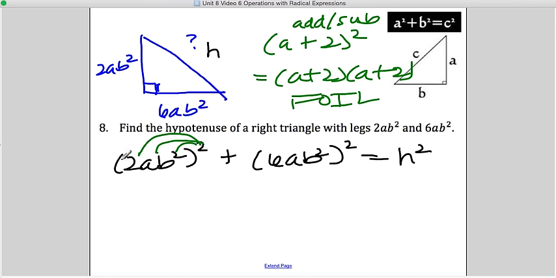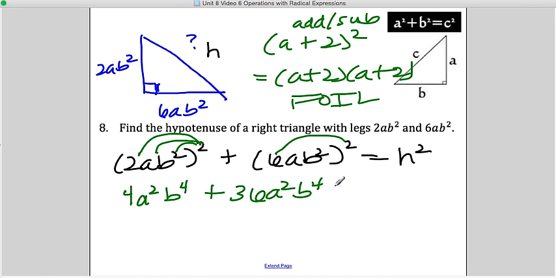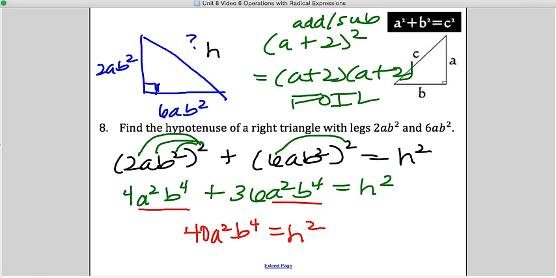So that would mean 2 squared is 4, a squared, and then remember you multiply, so it's 2 times 2, which is 4, plus 36 a squared b to the 4th is equal to h squared. So I would look, can I combine these? A squared b to the 4th, a squared b to the 4th. They're exactly the same, so I can combine them. 4 plus 36 is 40. 40 a squared b to the 4th is equal to h squared.